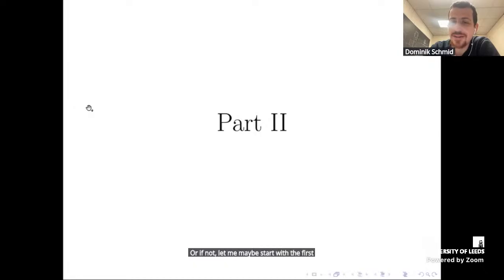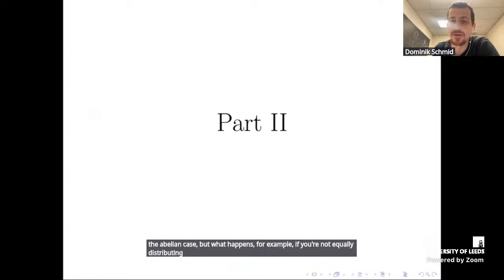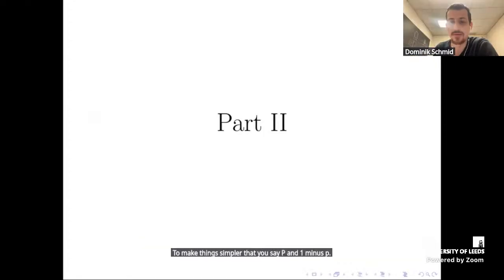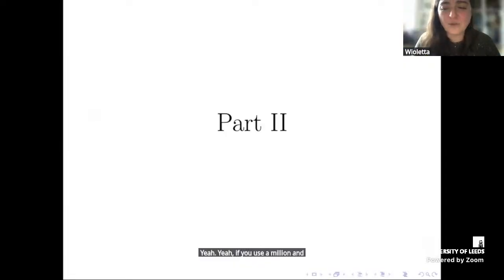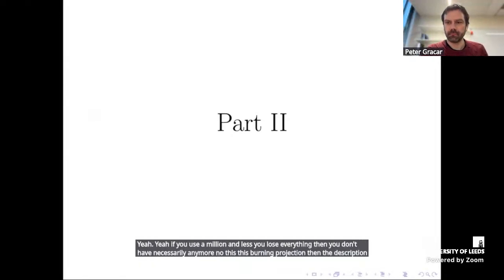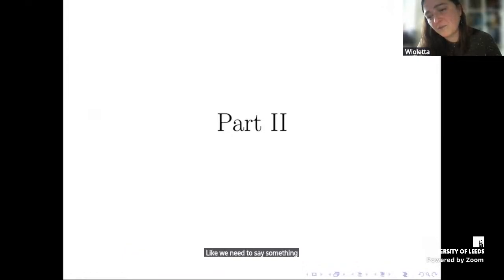So you talked about really the abelian case, but what happens, for example, if you're not equally distributing your particles to the neighbors? And let's maybe say just in one dimension to make things simpler. Let's just say P and 1 minus P. If you lose abelianness, you lose everything, and you don't necessarily have anymore this burning bijection, then the description of the stationary measure, etc. So abelianness is really key to be able to compute things. And people have studied non-abelian models, I think mostly numerically, but to say something concretely is more difficult.